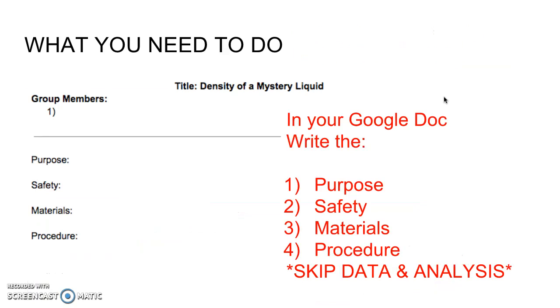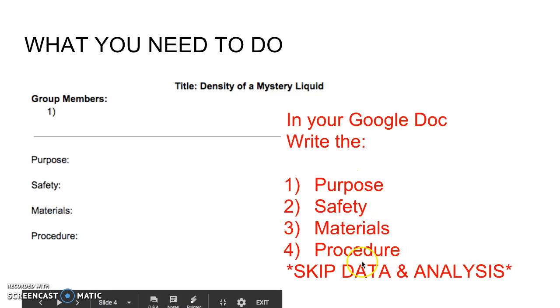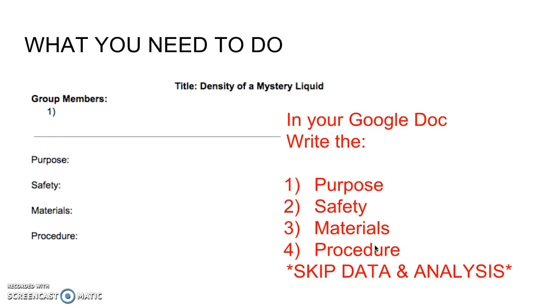Okay, once you have that open, your homework is to do the first 4 parts of a general lab procedure. Those parts are the purpose, safety, materials, and the procedure section. The procedure is where you write the steps. The last 2 parts, data and the analysis section, we're going to skip that for now. So just do the first 4.